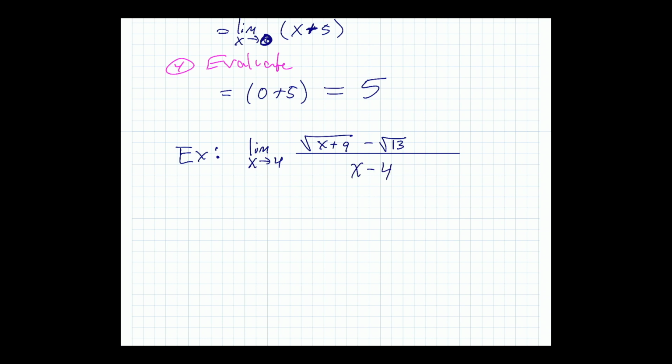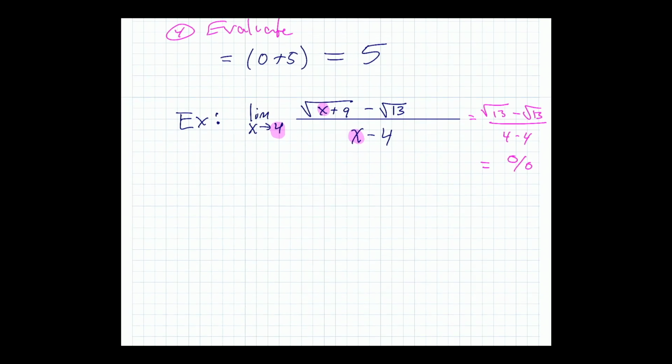All right, so let's see if we remember this from the previous lecture. Okay, so on all of these, what do you try first? You try to just plug in the 4 for all of the x's. So if you try that, what are we going to get? Square root of 13 minus square root 13 over 4 minus 4, which is 0 over 0. You know, like all of these, right? Because they're trying to show us how to deal with this issue. All right, so how are we going to deal with this issue? I'm just recopying it.